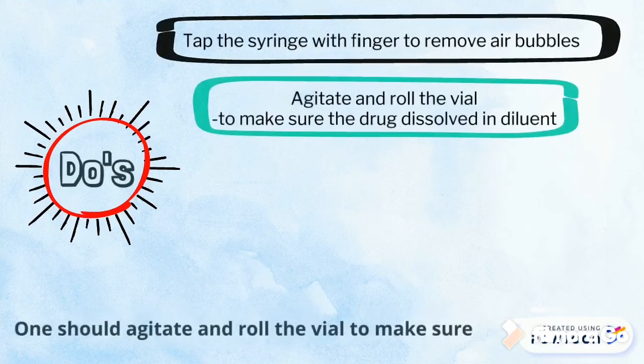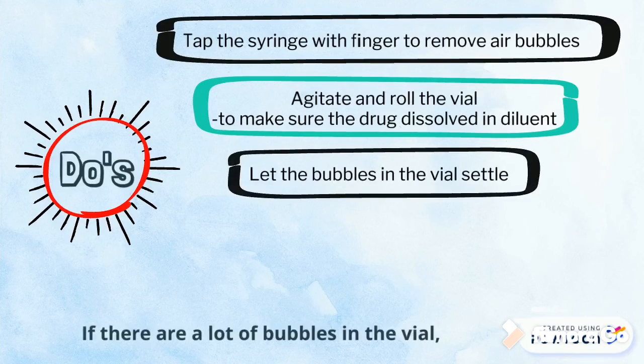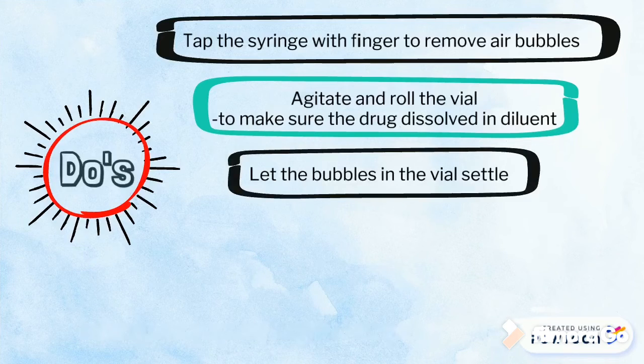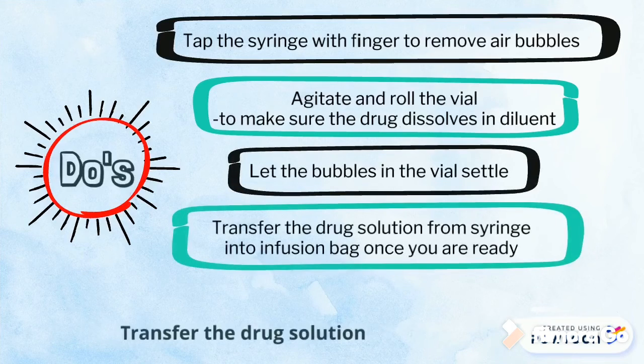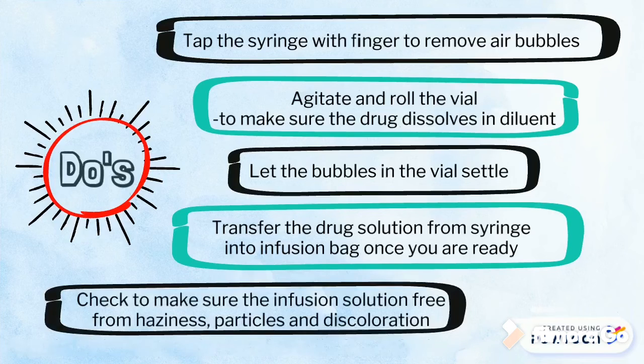One should agitate and roll the vial to make sure that all the drug dissolves in the diluent. If there are a lot of air bubbles in the vial, do let it settle. Transfer the drug solution from the syringe into the infusion bag once you are ready. One should also check that the infusion solution is free of haziness, particles, and discoloration.